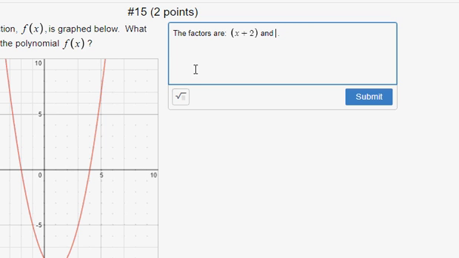I'm going to write it this way: (x minus 4). Now, I do want to point out the reason I put the parentheses there is because the factored form would be (x plus 2)(x minus 4). The parentheses show that there's multiplication. We're multiplying these 2 binomials to get the quadratic trinomial for this graph right here.